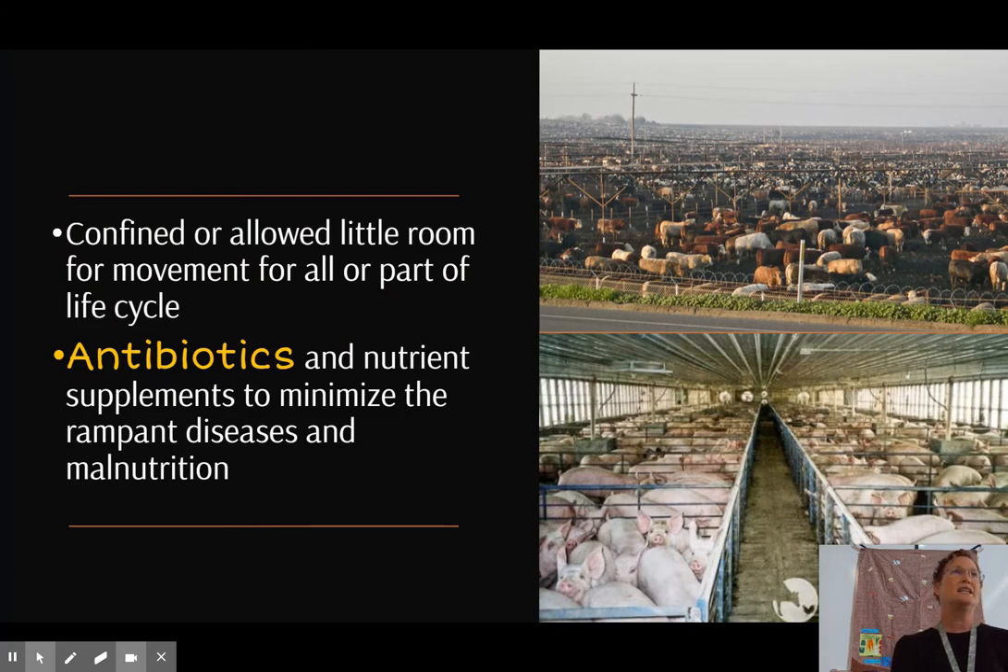So they're confined, allowed little room for movement for all or part of their lives, and a lot of antibiotics are used to minimize the rampant disease and malnutrition, because this is not how animals are supposed to live. We have really moved away from how they live in the wild. So by putting them all together very close, they tend to get more sick. So we give them antibiotics, and then we have to worry about antibiotic resistance. So this is one of the negatives of these CAFOs, the concentrated feeding CAFO.